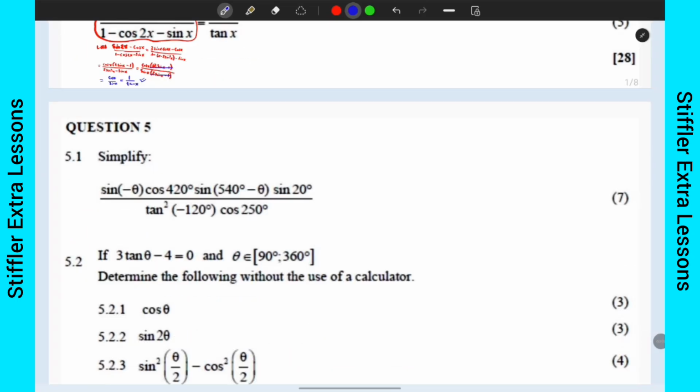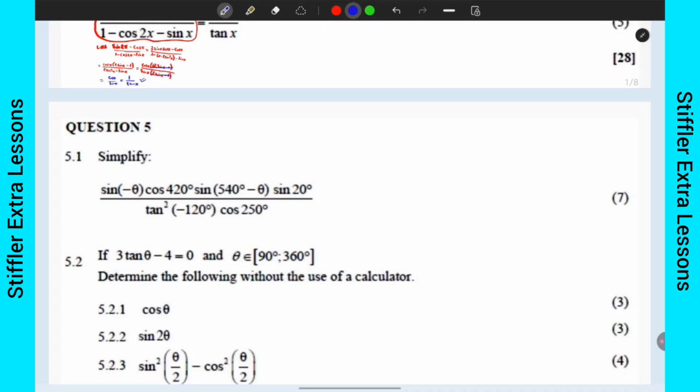Now we have this question with 7 marks. Simplification. When you're simplifying, it is the same thing as proving the identity, actually. The difference is that when simplifying, we don't have the final answer, so we can take it to any point that we want. But on proving the identities, we have the final answer, so we are trying to get to that answer.